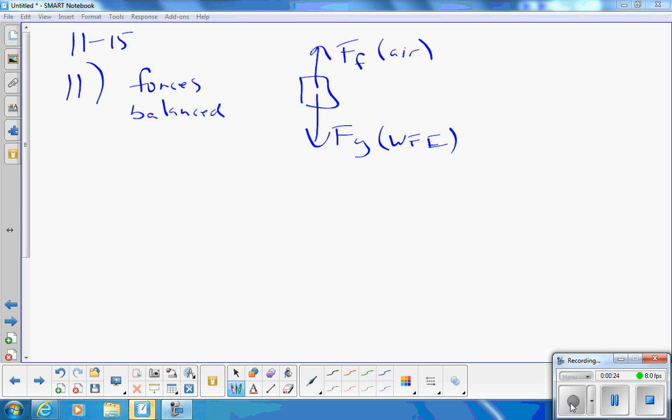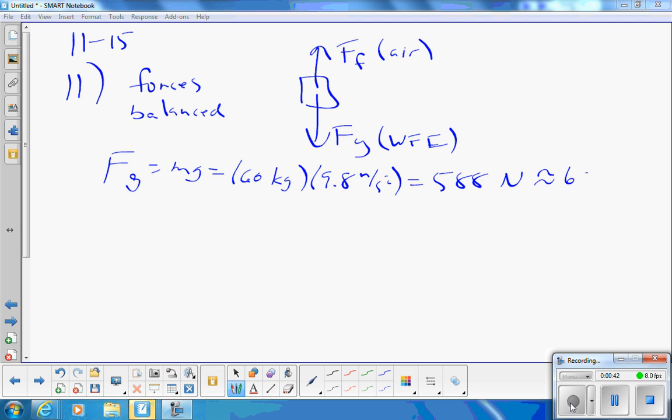falling at this terminal velocity, those forces are balanced. And so the force of air friction has to be the same as Fg. What is Fg? M times G, 60 kilograms times 9.8 meters per second squared gives you 588 newtons, or approximately 600 newtons, which is choice number D, as in delicious.